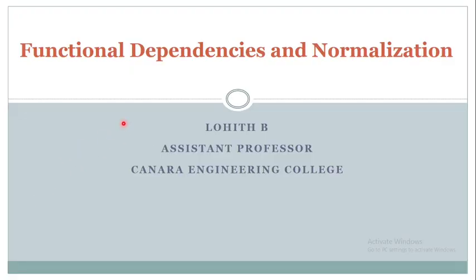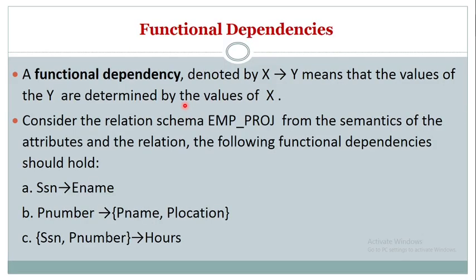Hello all. In this video we'll learn about some of the types of functional dependencies and the normal forms. Let us understand what is functional dependency. A functional dependency is denoted by X tends to Y, which means that the values of Y are determined by the value of X. For example, we can determine employee name using SSN. So SSN determines employee name.